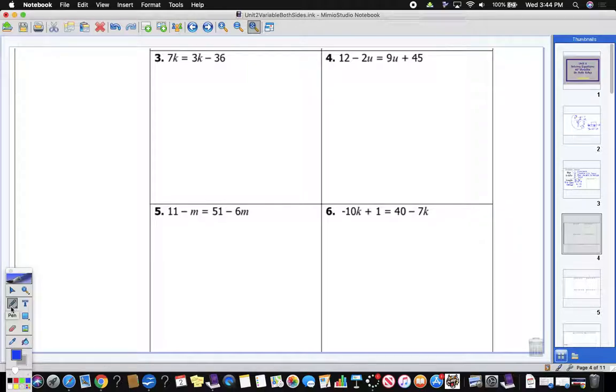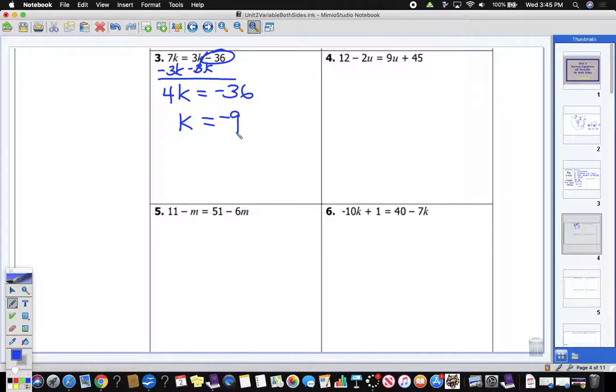It's just you're going to have more negative values that you'll have to deal with. So let's see, what could we add or subtract as 3k to cancel it out? We'll subtract 3k from both sides. We get 4k is equal to, now it's a minus 36, so it's a negative 36. And now we finish it out. They're multiplied by 4. We divide by 4 and we get a negative 9.